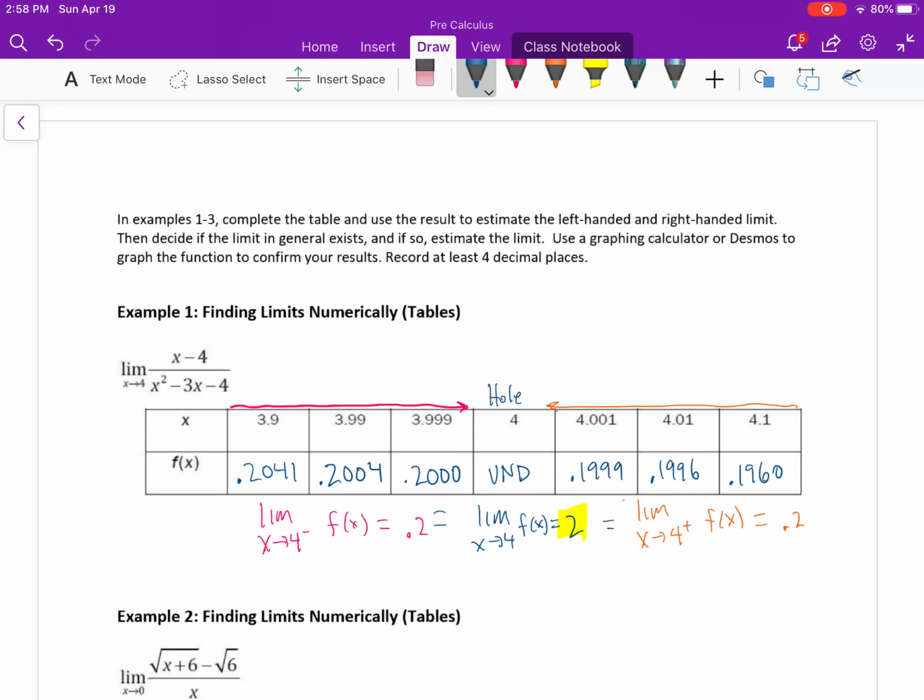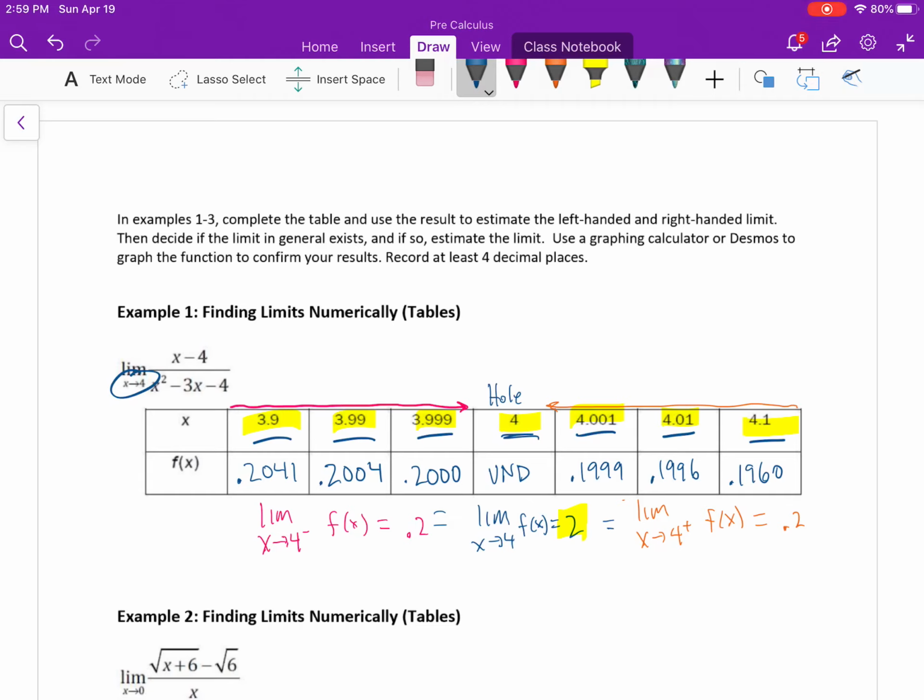Last thing to think about in this example is how do we get these x values. So basically in the middle here, this 4, that's where you're going to put whatever your limit is approaching. So in this case, x equals 4. And then with increasing spacing, we find values that are close to 4 and then a little bit farther as you go farther away. And same thing from the left side.